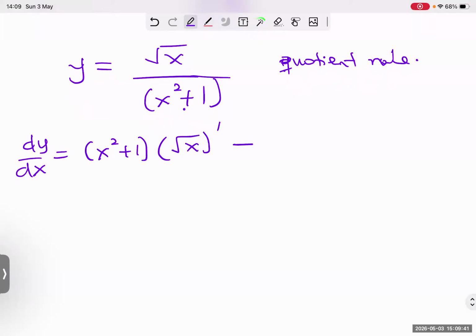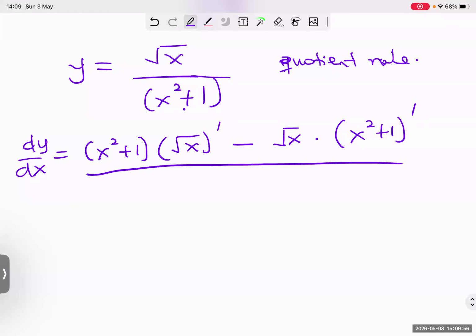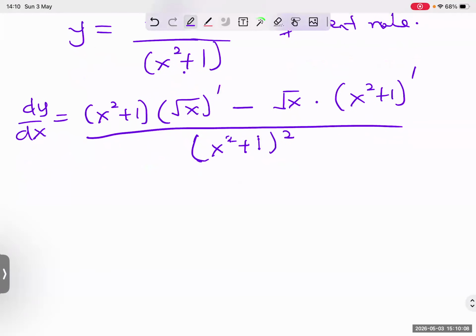And the opposite is, we'll keep the root x constant times we differentiate the other function, x squared plus 1. We are going to differentiate this, so I'll put a prime at the top. All of this divided by the square of the denominator. So here we have x squared plus 1 all squared. All right, so let's do this derivative and then a simplification if possible. So from the first part, we have x squared plus 1.